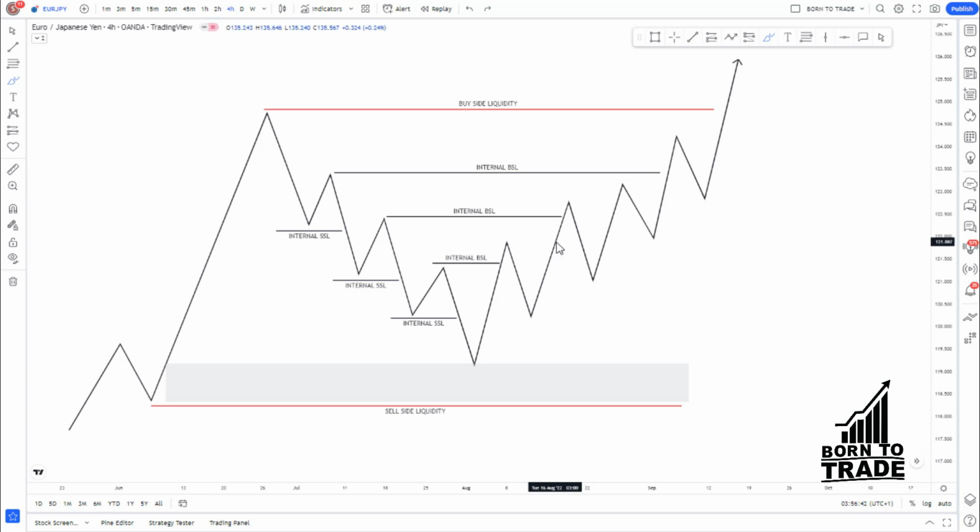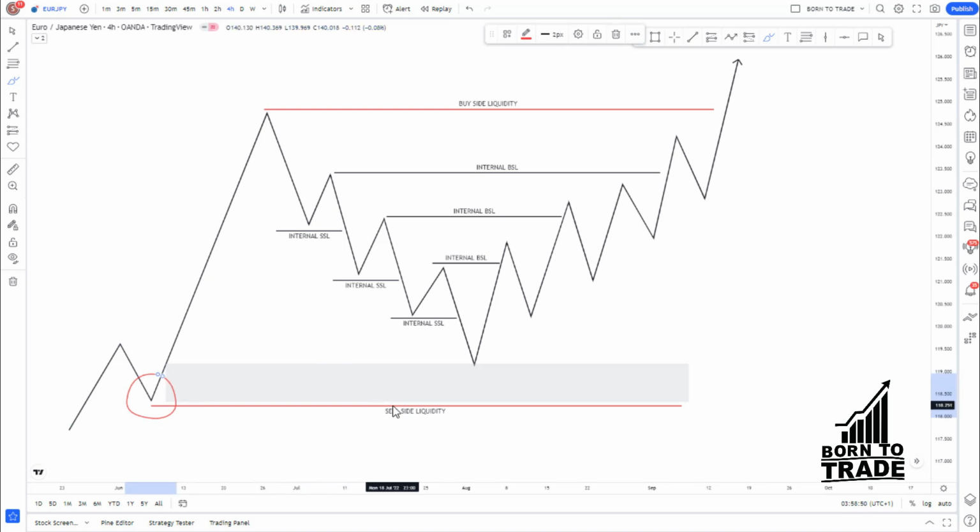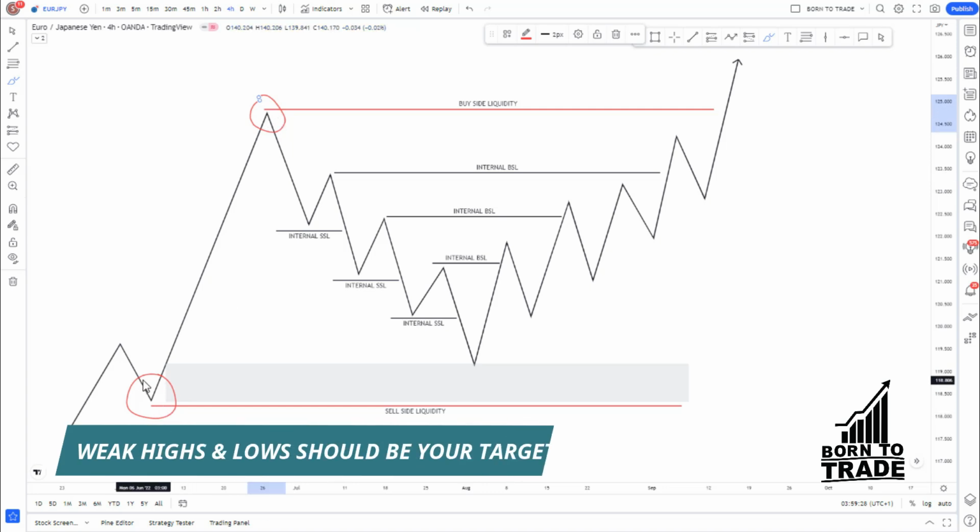Another thing you need to understand is that the zones at the extreme liquidity side are usually the strongest, because if you measure with your FIB tool, you see that this zone is at the discount level, so they are usually the strongest, and trading from that zone you can target the buy side liquidity. Why is the buy side liquidity your target? Because that high fails to take out this particular low, and this makes this high a very weak high and makes this low a very strong low.